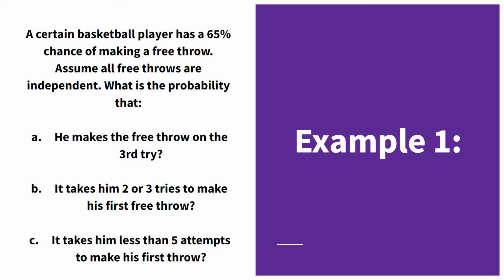A certain basketball player has a 65% chance of making a free throw. Assume all free throws are independent. What is the probability that he makes a free throw on his third try? It takes him 2 or 3 tries to make his first free throw, or it takes him less than 5 attempts to make his first free throw.